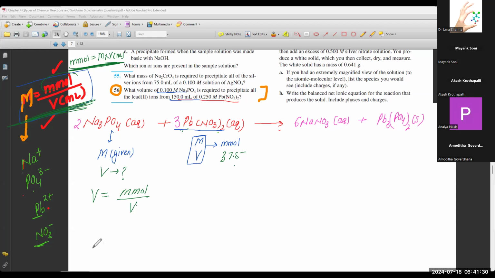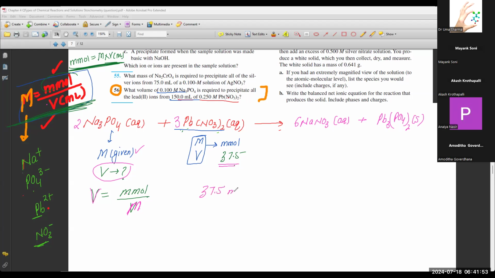So who is going to help me? Millimoles over molarity. They are asking volume. Molarity they have given me. I'm using this equation in the rearranged form. So volume is millimoles over molarity. So let's do it in the form of dimensional analysis. You start with what is given to you.